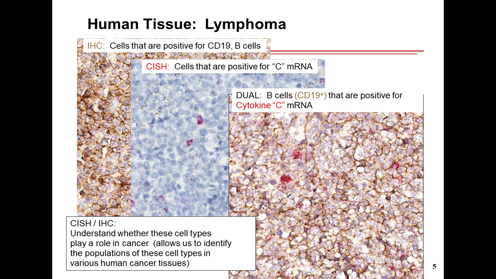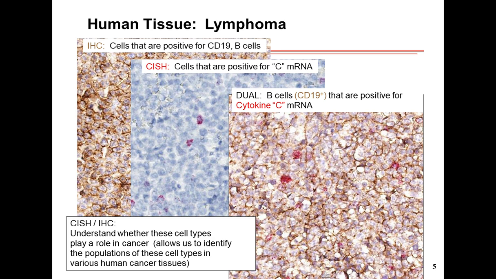So we used the human tissue lymphoma as our positive control, and for our method development for the IHC and CISH dual assay. And so first, the singleplex IHC that you see here showed nice and expected membranous staining of the B cell population in the lymphoma tissue. Lymphoma is filled with B cells, so that's why we use this as a positive control. Then the singleplex CISH showed the cells that were positive for the mRNA of cytokine C.